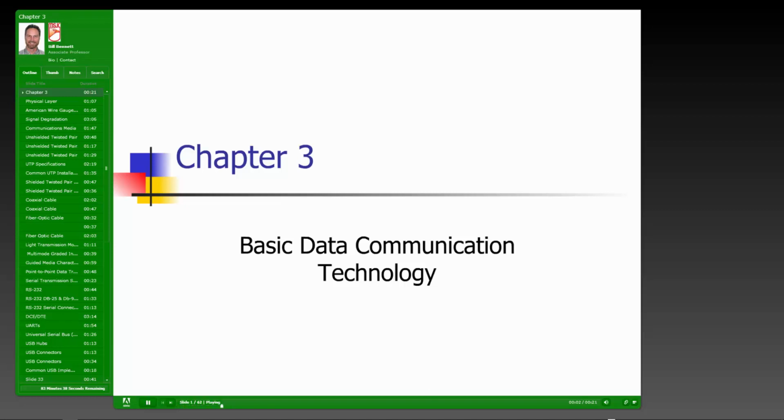So here we are in Chapter 3 already. Time sure flies when we're having fun, doesn't it? Chapter 3 is titled Basic Data Communication Technology. Last chapter we looked at basic data communication concepts, and now we're going to take a look at some of the technologies involved in data communications.